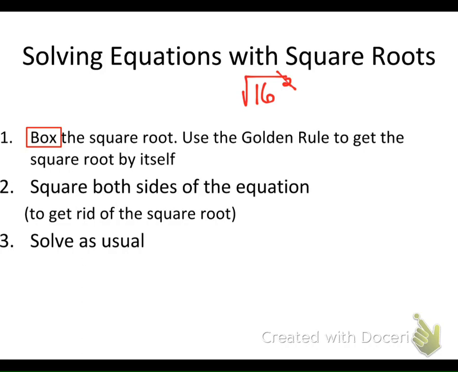So your second step here, to get rid of the square root, you're going to square both sides of the equation. Because remember the golden rule: whatever you do to one side of the line of equality, you must do to the other. Then the final step is to solve as usual. So go ahead and take a second to get that down. So 3 steps. Solving an equation with square roots, you're going to have 3 steps you're going to follow.